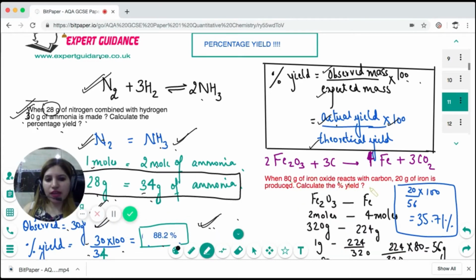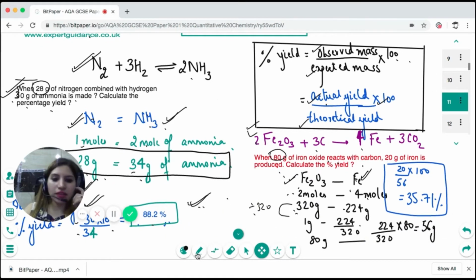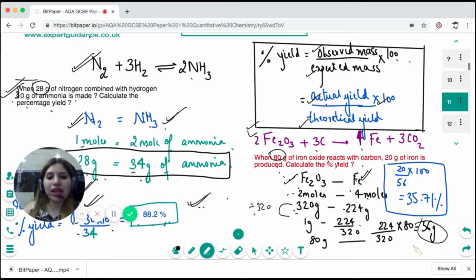When 80 grams of iron oxide reacts with carbon, according to this equation, 20 grams of iron is produced. So we'll keep iron oxide to the left, iron to the right. From the balanced chemical equation, 2 moles of iron oxide is forming 4 moles of iron. We convert it into mass. 320 grams of iron oxide gives 224 grams of iron. We'll find the mass for 1, divide by 320, and then we'll multiply it by 80 because iron oxide is given to us as 80. So 224 divided by 320 times 80 gives us 56 grams. That is, we should get 56 grams of iron when we are having 80 grams of iron oxide.